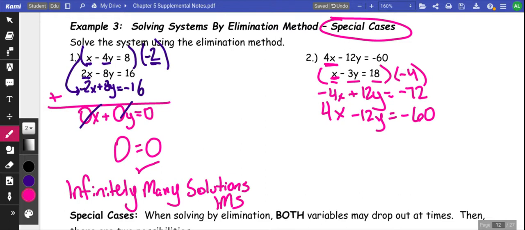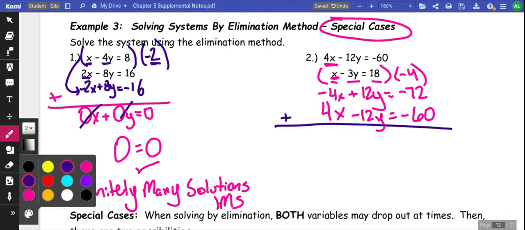So I'm going to add these two equations together. I'm combining them. That's what I do with the elimination method. So -4x plus 4x, I get 0x. Then 12y minus 12y, I'm going to have 0y. And then -72 minus 60, looks like I get -132.